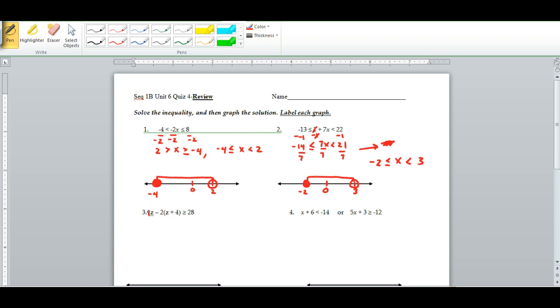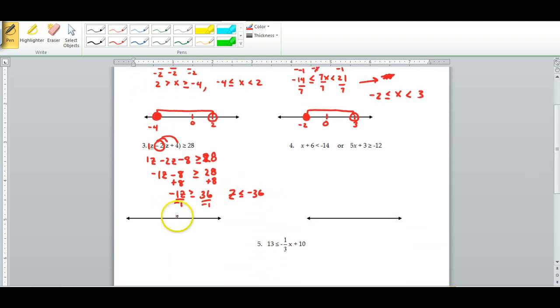Problem number 3, you put a 1 here and then you distribute the -2 here and here, and you end up with 1z minus 2z minus 8 is greater than or equal to 28, and you get -1z minus 8 is greater than or equal to 28. You add 8 and you end up with -1z greater than or equal to 36, and you divide both sides by -1 and you get z is less than or equal to -36.